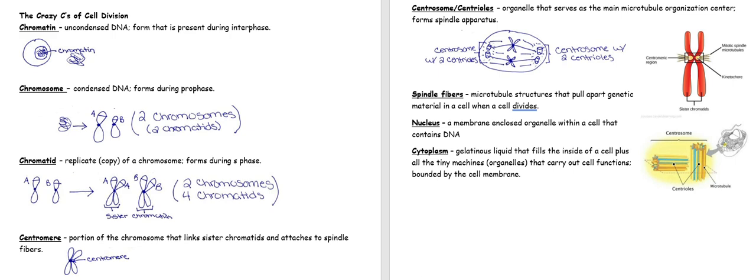So again, that's a lot of C words to get used to. Let's finish up with definitions and we'll come back and make some clarifying statements. So first, spindle fibers. They're made by centrioles, but they're just microtubule structures that can pull apart genetic material.